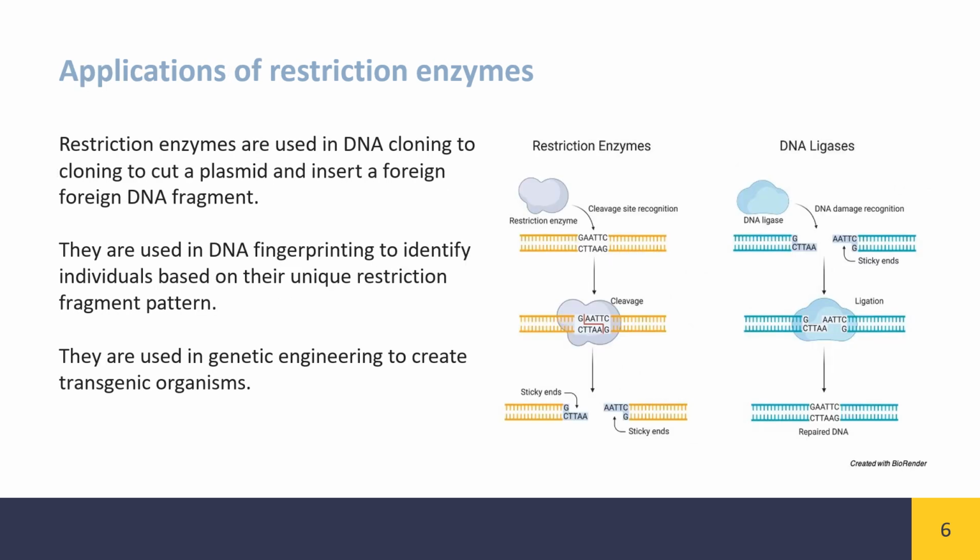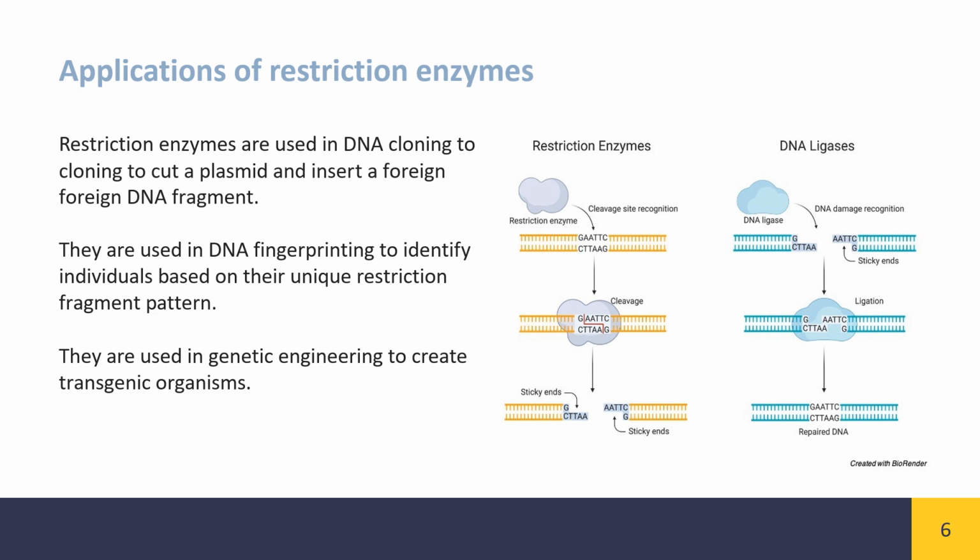Restriction enzymes are used in gene cloning to form recombinants, in which the plasmids are cut and the foreign DNA is inserted into the plasmid. They are used in DNA fingerprinting to identify individuals based on their unique restriction fragment pattern. They are used in genetic engineering to create transgenic plants or animals.